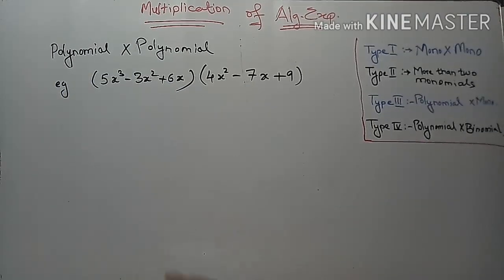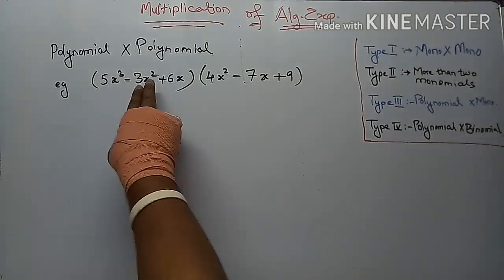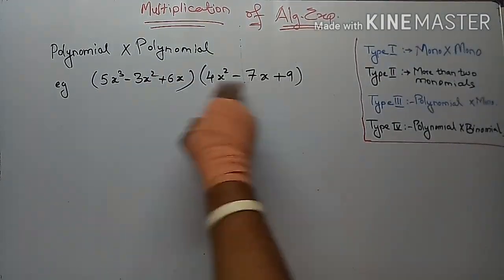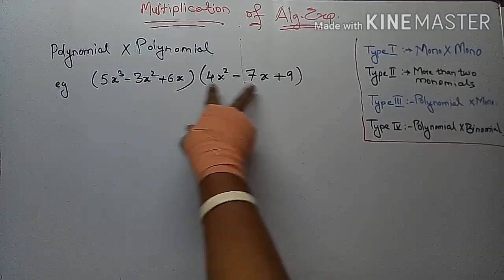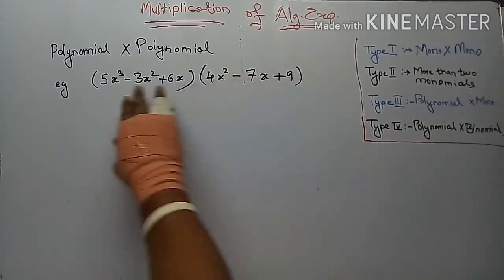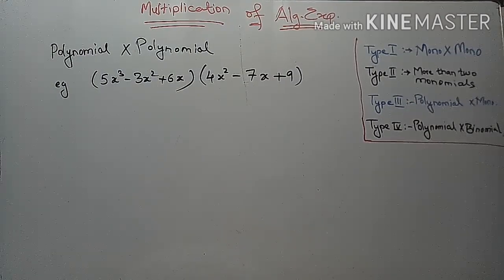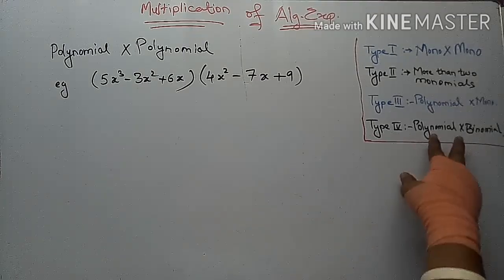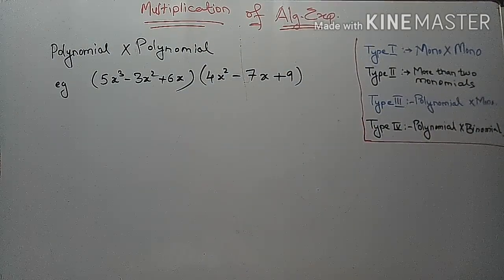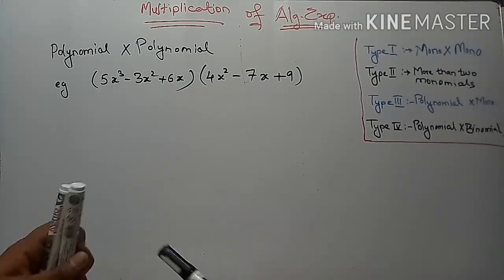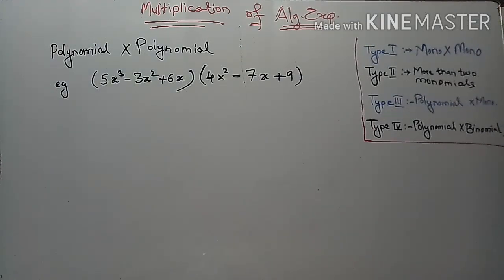So we have a polynomial multiplied by another polynomial. Both are trinomials. If you see, there are 3 terms separated by this plus and minus sign. First term, second term, third term multiplied by first term, second term, third term. So trinomial multiplied by trinomial. So this comes under the type polynomial multiplied by polynomial. So we have this as an extra type that we are studying, which comes under the heading polynomial multiplied by polynomial. So let's start.